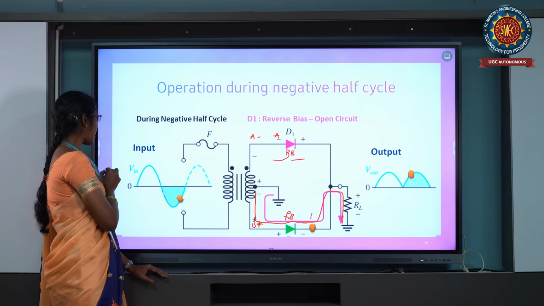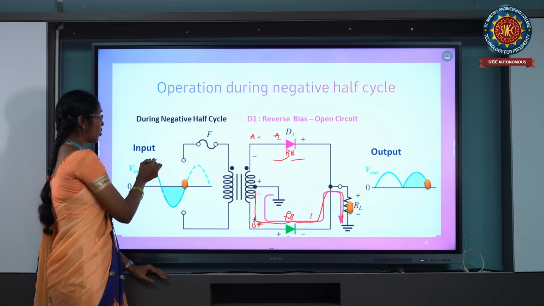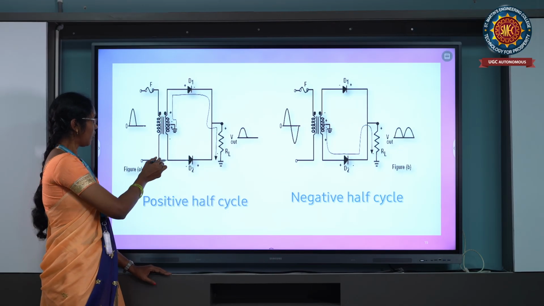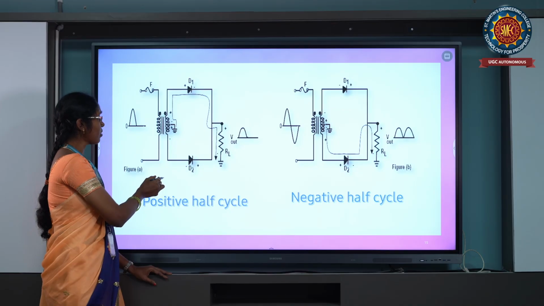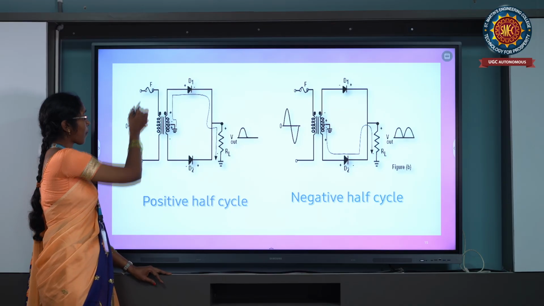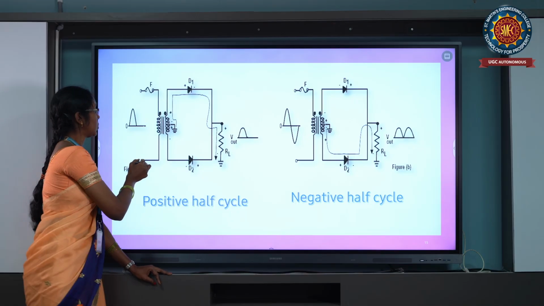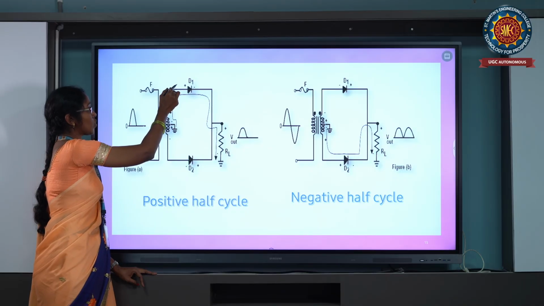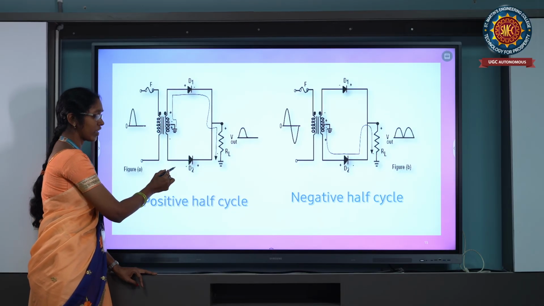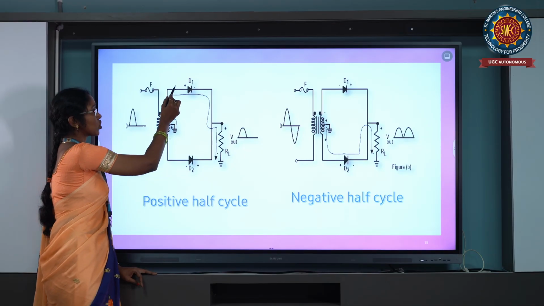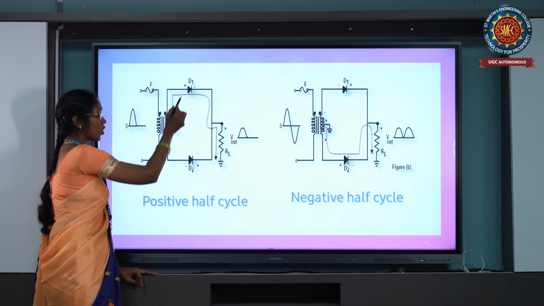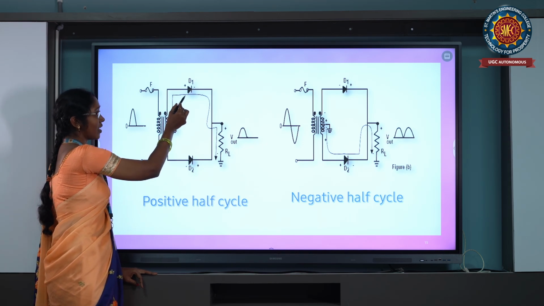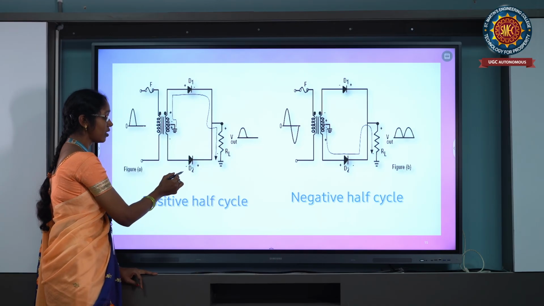Coming to the comparison of the operation during the positive half cycle and negative half cycle. This is the operation during the positive half cycle. Here we are applying a positive voltage to the primary winding of the transformer. We get a positive voltage at this terminal and a negative voltage at this terminal. Due to that positive voltage, D1 is in forward bias mode and D2 is in reverse bias mode. D1 is forward biased, a closed path, and D2 is an open path.